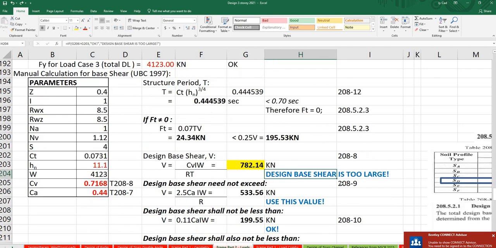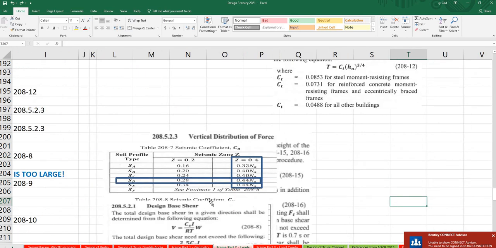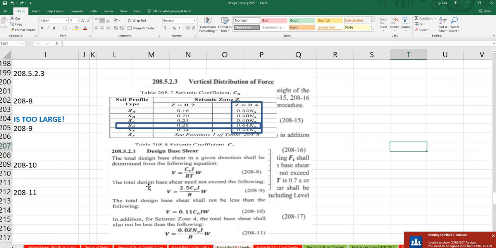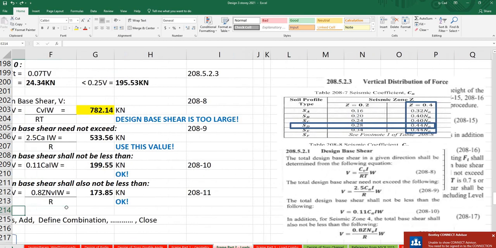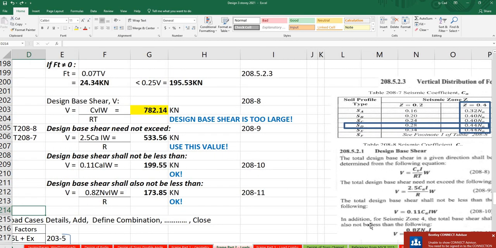Now let's go to equation 208-9. 208-9 says the total design base shear need not exceed the following. So we have 1, 2, 3 equations. Okay, so 208-9 is this 2.5 CAIW all over R.